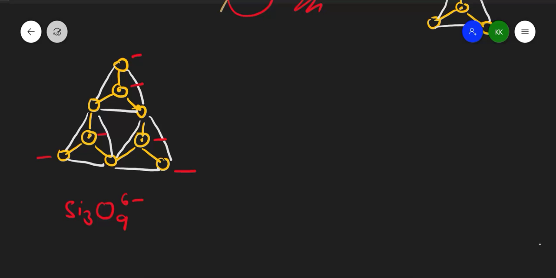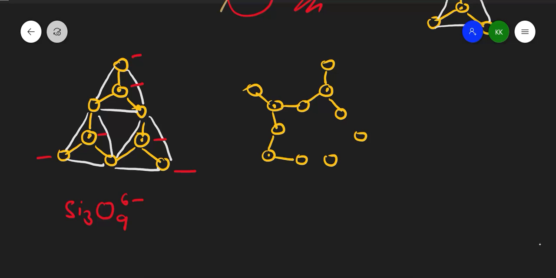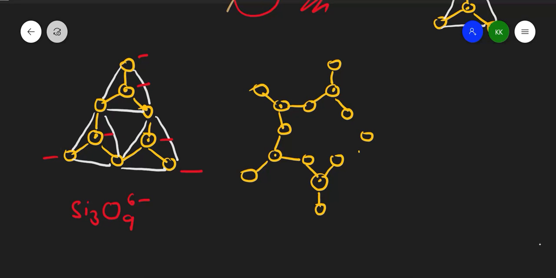And one more, for Si6, how is it? Silicon is there, to that one oxygen, second oxygen, third oxygen, and here one oxygen, and silicon like this. I hope now it's clear to you how to draw all the structures. Just draw it like this. Wow, so beautifully it happened.